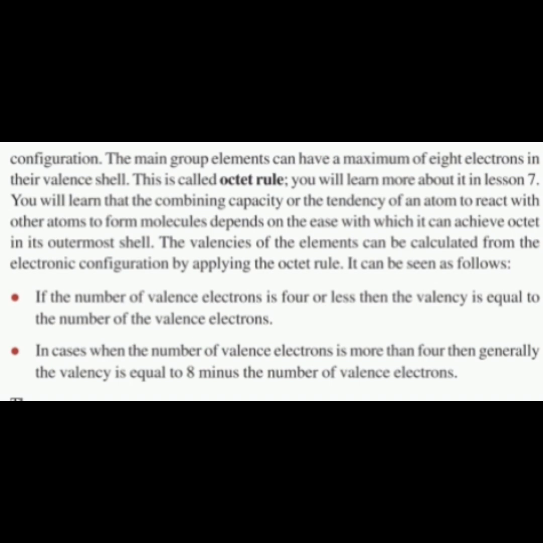The elements with a completely filled valence shell are said to have a stable electronic configuration. So an element with a completely filled valence shell is said to have a stable electronic configuration. And the main group elements can have a maximum of 8 electrons in their valence shell, which is called the octet rule.